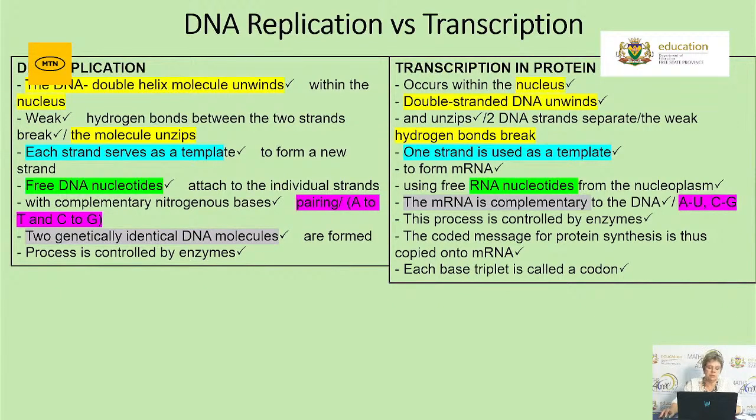And then we must indicate that it's three DNA nucleotides that will form a complementary base. So the difference between DNA replication and transcription is also very important. Always one of these will be asked in the exam. So in replication, the double DNA helix unwinds, and each strand serves as a template. In transcription, it is one strand. In DNA replication, it's DNA nucleotides that we are using to form a DNA replica, and in transcription, we use RNA nucleotides to do that.